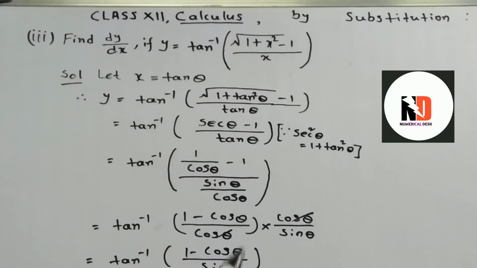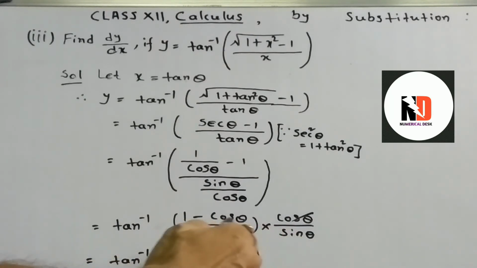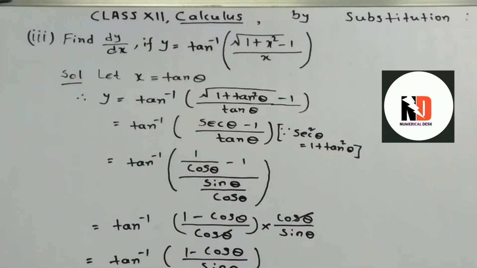So cos theta goes. From the multiple angle formulas we have used this formula. Now let's see the next step. So tan inverse of 1 minus cos theta by sin theta. Till this we have done. Now we proceed to the next step. Follow this very carefully. Though it is not a difficult sum, you must be very careful in doing it.